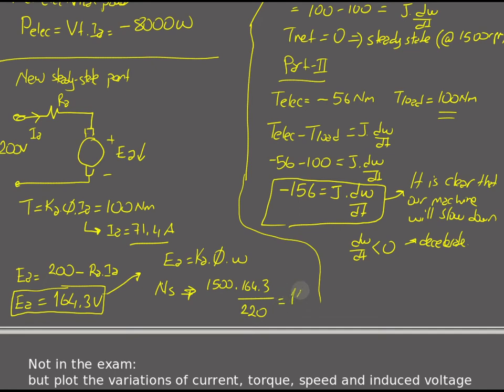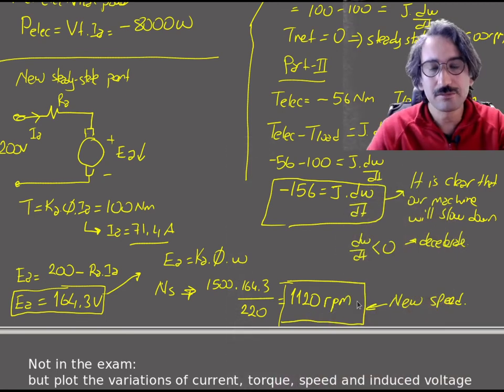And that is 1220 RPM. Be careful with your units, okay? Always in torque and back EMF calculations, it is radian per second. But in this question, it is given as RPM. So this is our new steady state operation, right?